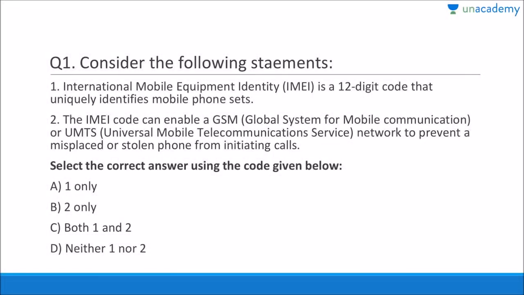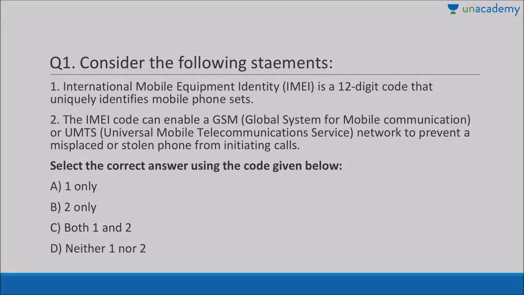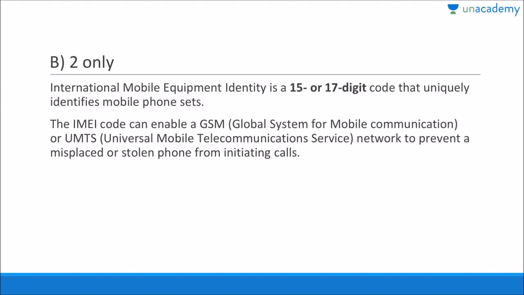Question number 1. Consider the following statements. IMEI is a 12 digit code that uniquely identifies mobile phone sets. That is wrong. That is a 15 or 17 digit code. IMEI code can enable a GSM or UMTS network to prevent a misplaced or stolen phone from initiating calls. So that is correct. So the answer is B, 2 only. So it is a 15 or 17 digit code.